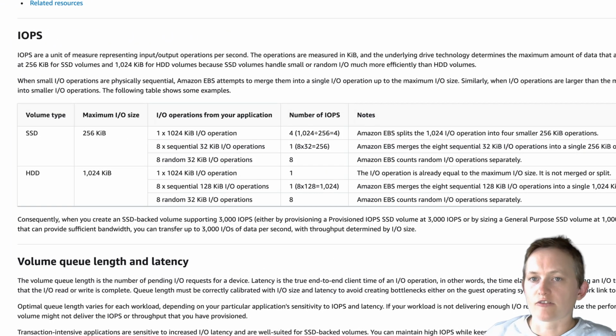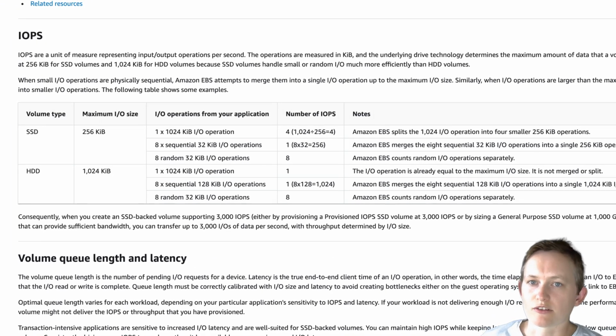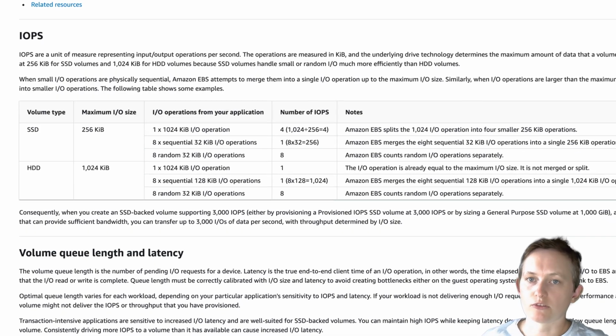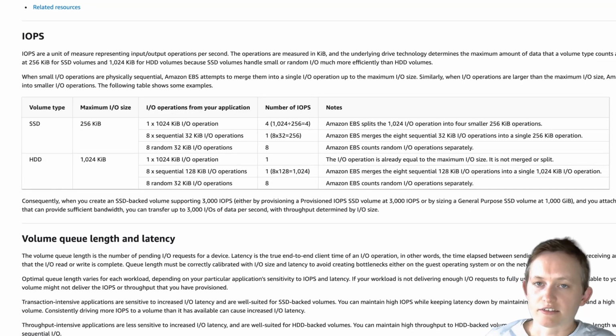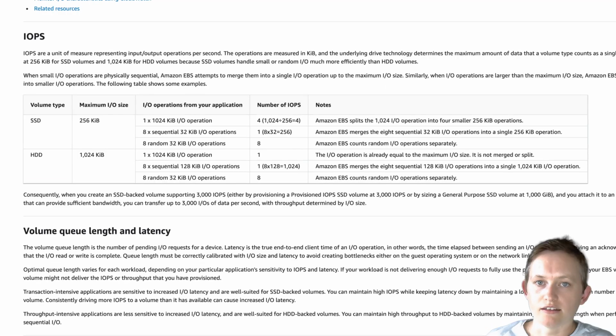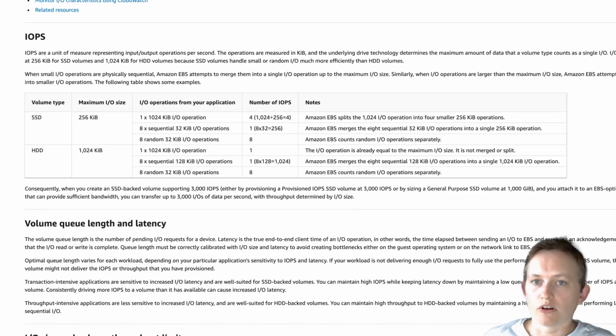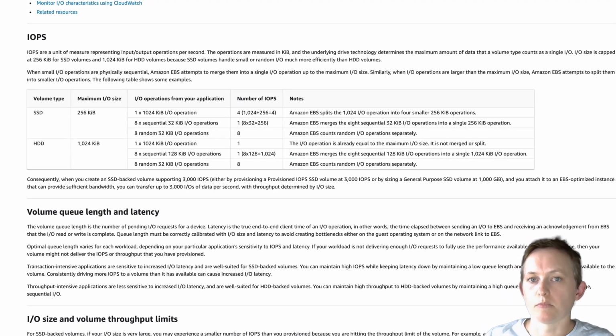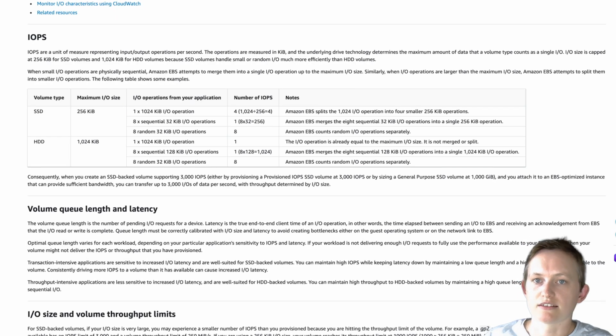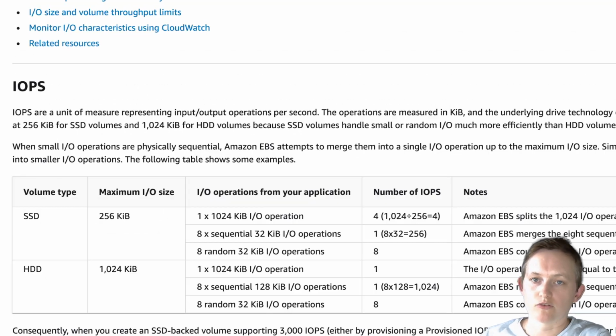Another I/O characteristic that's going to influence the performance of your EBS volume is what's known as I/O merging. On the application and operating system, you can define the size of your I/O operation. But on the EBS side, the underlying technology will determine the maximum amount of data that a volume counts as a single I/O operation. When I/Os are moved from EC2 over to EBS and counted up, EBS is going to determine how much of those operations is counted as one IOP.